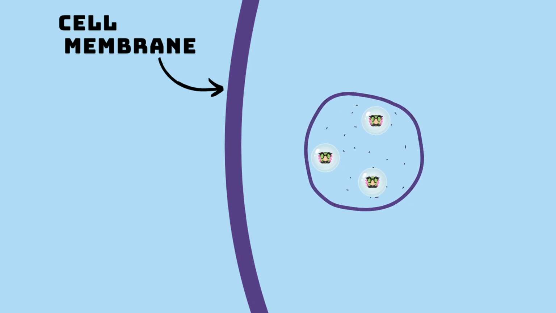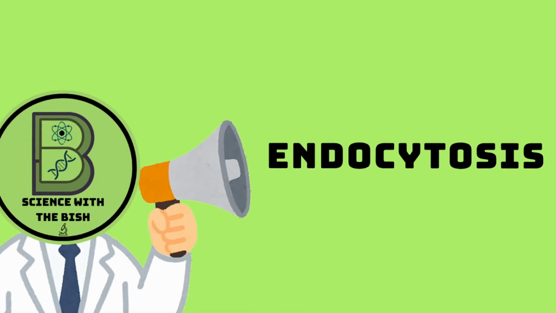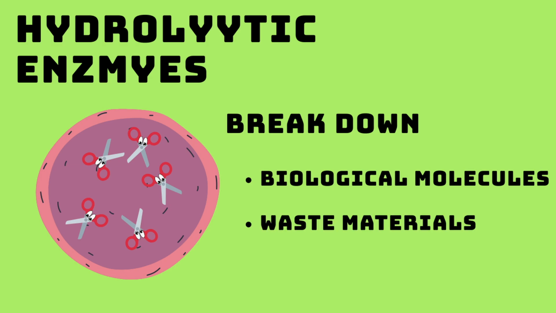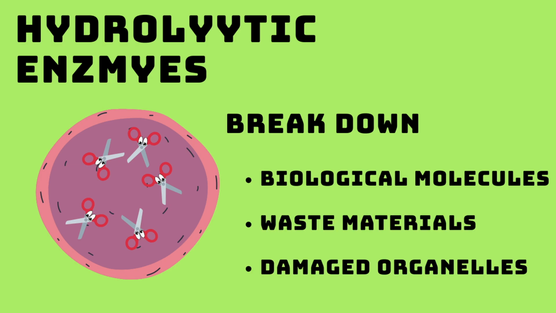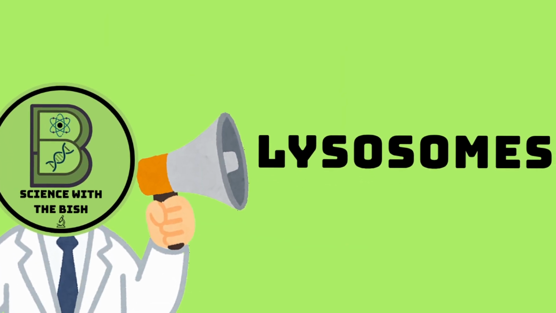They can fuse with the cell surface membrane to release their contents outside the cell. That's exocytosis. Or bud inwards from the membrane to bring material in. That's endocytosis. Some vesicles contain hydrolytic enzymes, which are used to break down biological molecules, waste materials, and damaged organelles. These enzyme-filled vesicles are known as lysosomes.